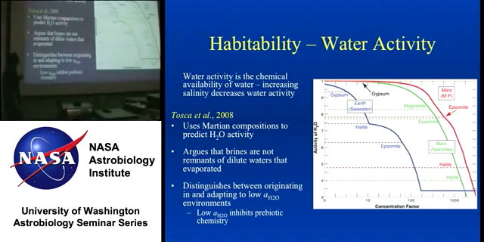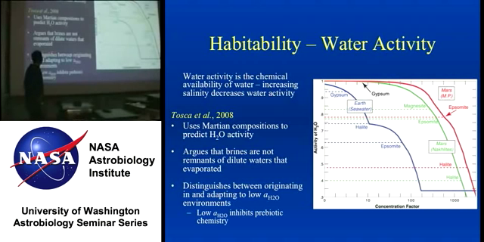He uses the Martian compositions to predict the water activity. And this is a very important part of it: he argues that brines are not remnants of dilute waters that evaporate subsequently. And I think you can still argue with that point quite a bit. But his argument was these didn't start out as dilute, nice lakes that you could live in very happily, and then basically evaporated away. He's arguing that, for the most part, in the deposits that we see, the water was concentrated pretty much from the get-go.